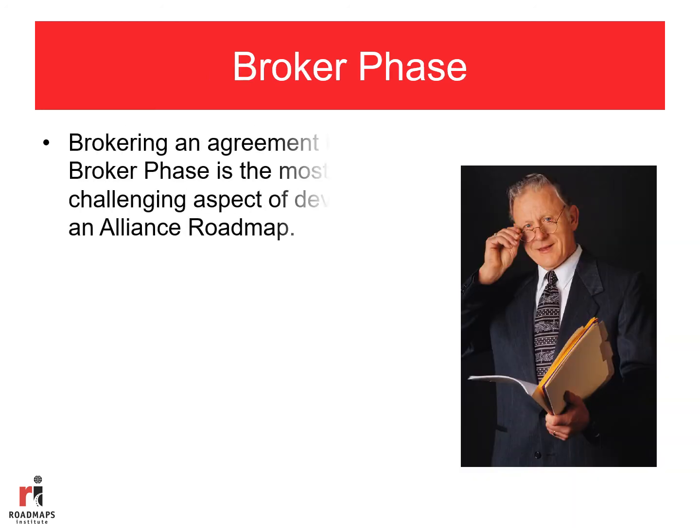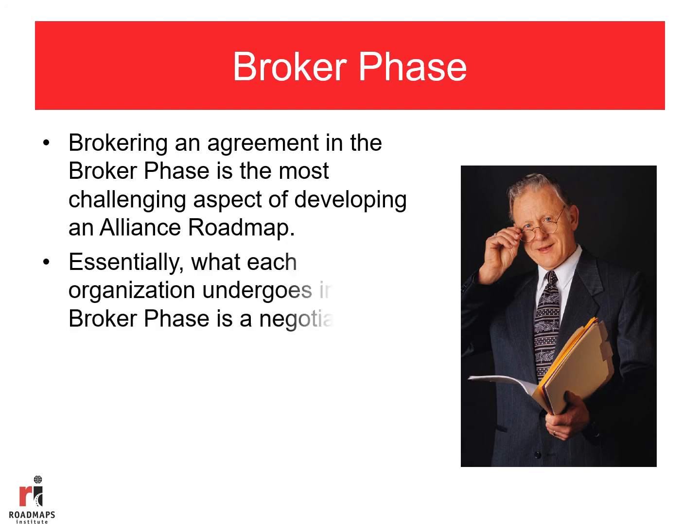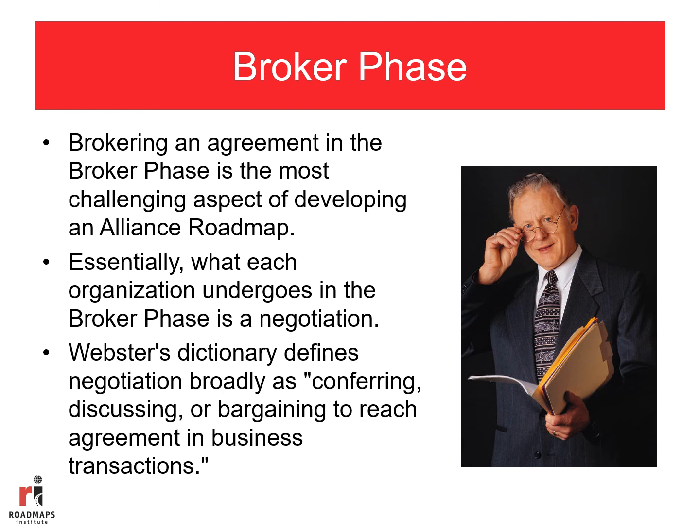So now we're in the broker phase. Brokering an agreement in the broker phase is the most challenging aspect of developing an alliance roadmap. Essentially, what each organization undergoes in the broker phase is a negotiation. Webster's dictionary defines negotiation broadly as conferring, discussing, or bargaining to reach agreement in business transactions.